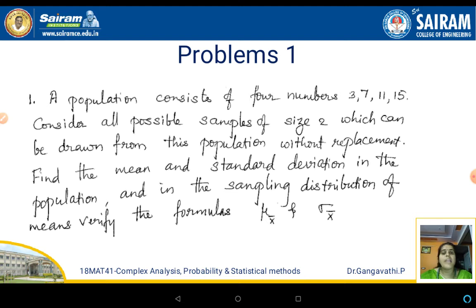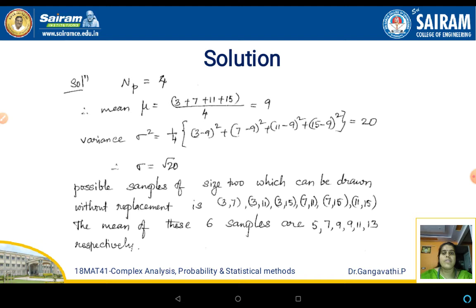One more condition given here is that you have to choose the samples without replacement. So the first element has been drawn and kept aside, and before the second draw you need not replace the element. It means that the chance of the same element appearing in the next draw is 0, because we are keeping the first drawn element aside. So that is without replacement. What has been asked is to find the mean and standard deviation of the population, and to verify mu x bar and sigma x bar for the population as well as for the sample. So let us look at the solution now.